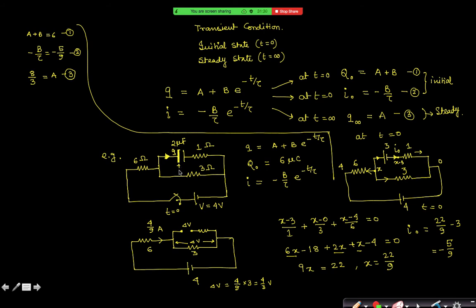স্যার তো এখানে আপনি কি ধরেছেন? I have given this plus, that means this charge is positive. I have given that initially this plate has a charge 6 microcoulomb. Right, that is why I have taken the polarity of the battery like this. Okay. Understood? All right. Now if A is equal to 8 by 3, what is B?